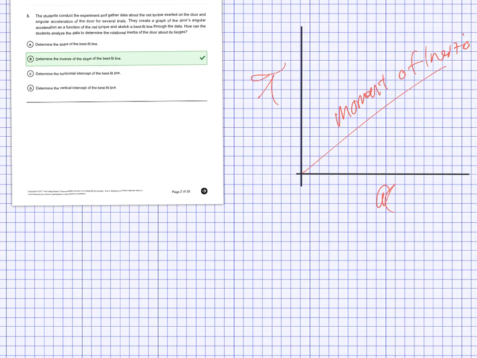And if you were to do that, then when you graph it this way, your slope would be the exact opposite of that idea of moment of inertia. It'd be 1 over the I value. So if they were to graph this, you'd have to take the inverse of the slope, and that would get you your moment of inertia.